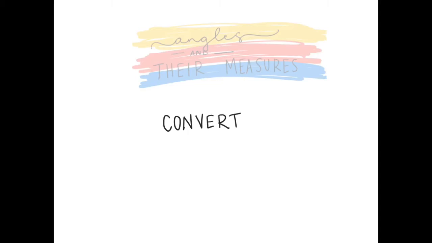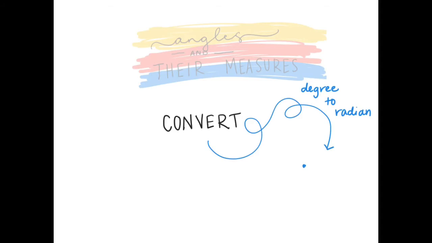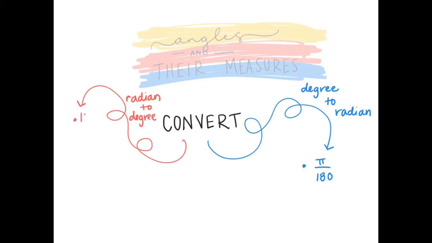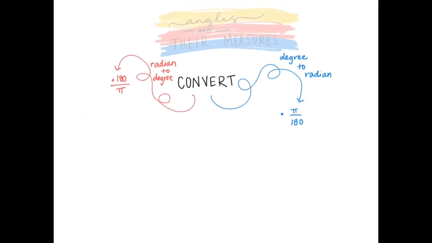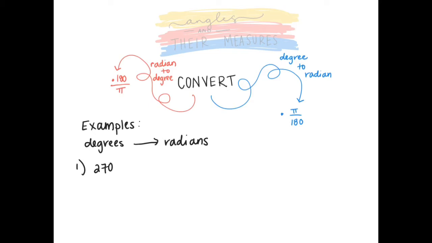So where we're going to start is converting back and forth between the two. If we're going from degree to radian, we're going to multiply by pi over 180. If we're going from radian to degree, we are going to multiply by 180 over pi. Let's get started. In my first set of examples, I want us to go from degrees to radians. So we're going to be multiplying by pi over 180.